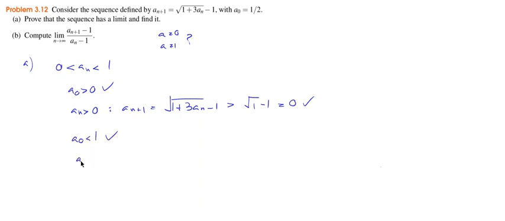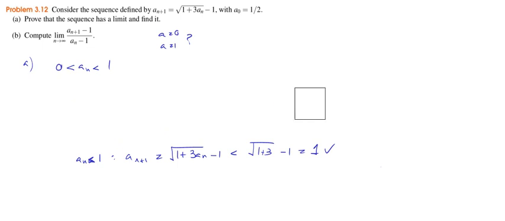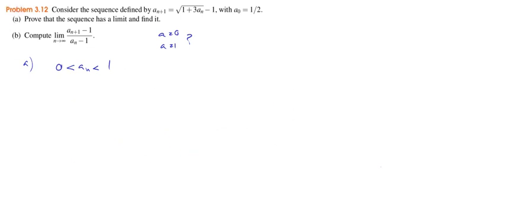Now, is a sub 0 smaller than 1? Yes. Assume a sub n is smaller than 1. What happens with a sub n plus 1? Well, this is like this again. We assume this is smaller than 1, so this is smaller than the square root of 1 plus 3, which is 4. Square root of 4 is 2. 2 minus 1 is 1. So a sub n plus 1 is smaller than 1. Okay, so we have just proven that the sequence is between 0 and 1.